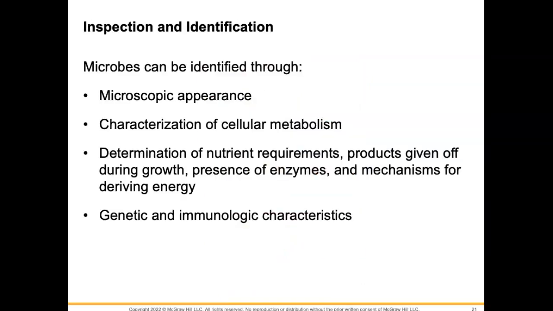So as I said before, inspection and identification many times are kind of grouped together. The microbes can be identified through microscopic appearance. We can look at it under the microscope. We can identify microbes through characterization of cellular metabolism based on what it does to the plates, what it does to the media in the tubes. We can determine nutrient requirements, products given off during the growth, presence of enzymes, and mechanisms for deriving energy.